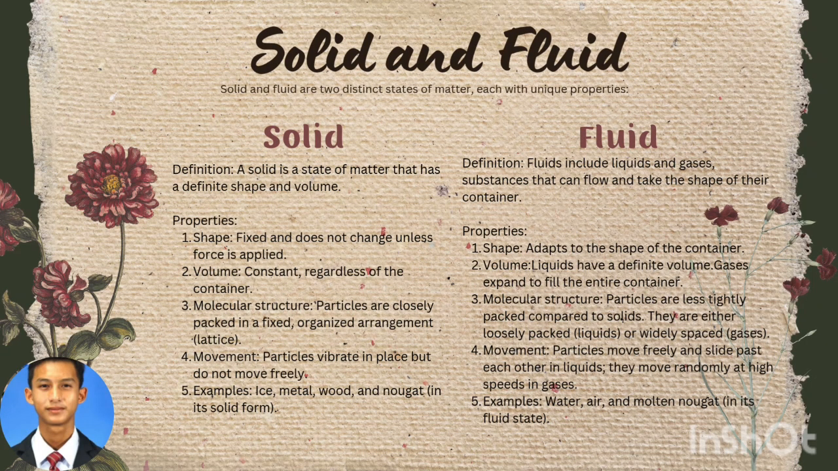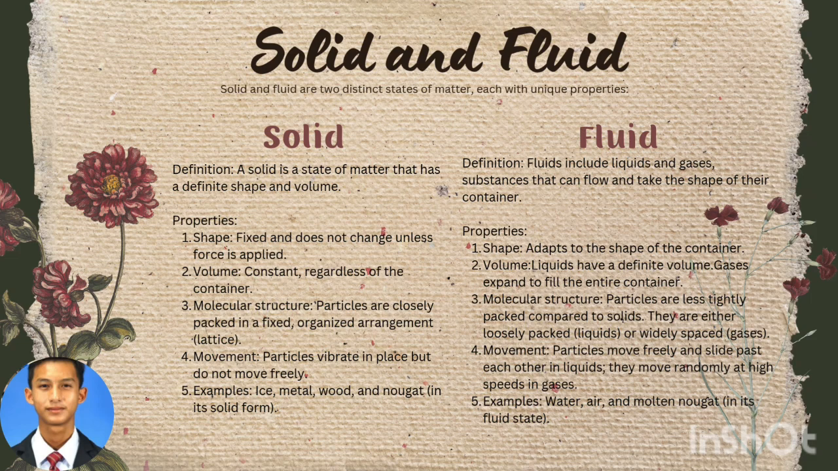So for my part, it is solid and fluid. Solid and fluid are two distinct states of matter, each with unique properties. Solid is a state of matter that has a definite shape and volume. For the shape, solid is fixed and does not change unless force is applied. For volume, it's constant regardless of the container. For the molecular structure, particles are closely packed in a fixed, organized arrangement, a lattice. For movement, particles vibrate in place but do not move freely. Examples: ice, metal, wood, and nougat in its solid form.